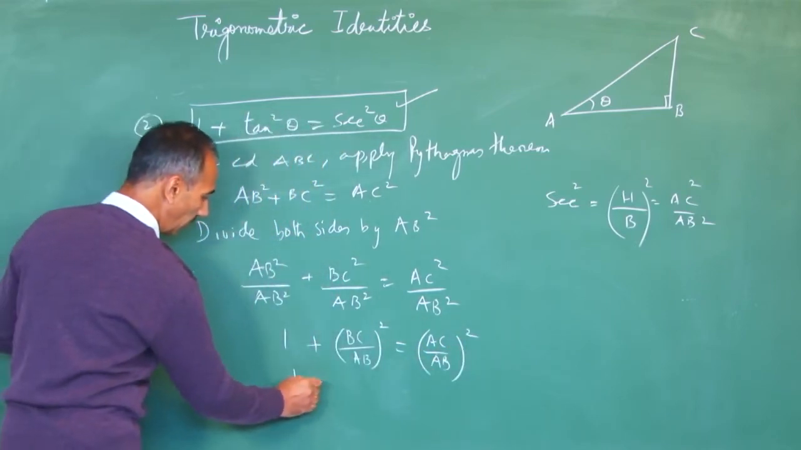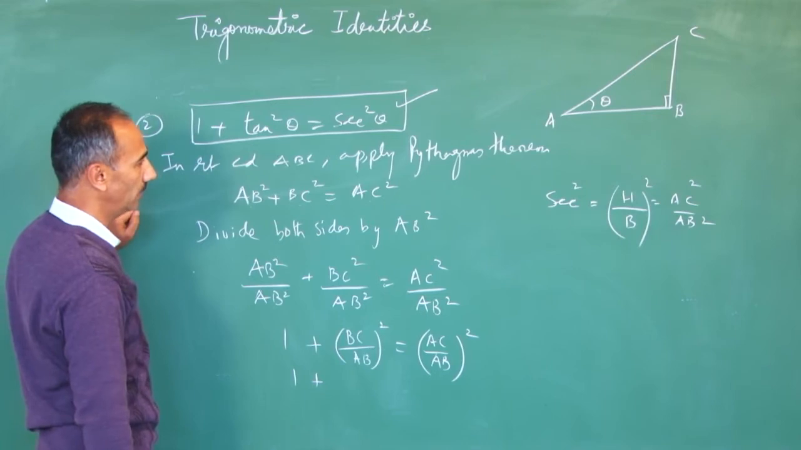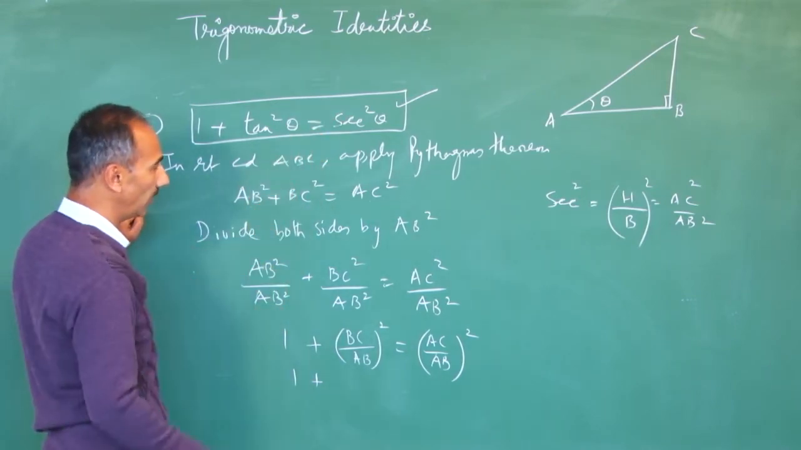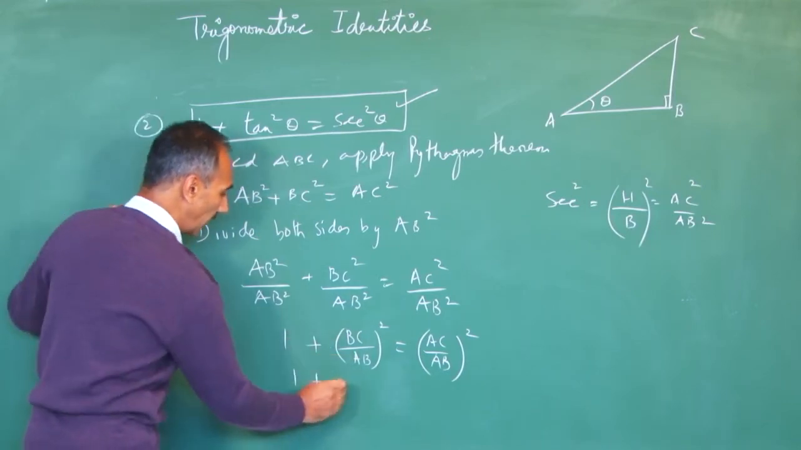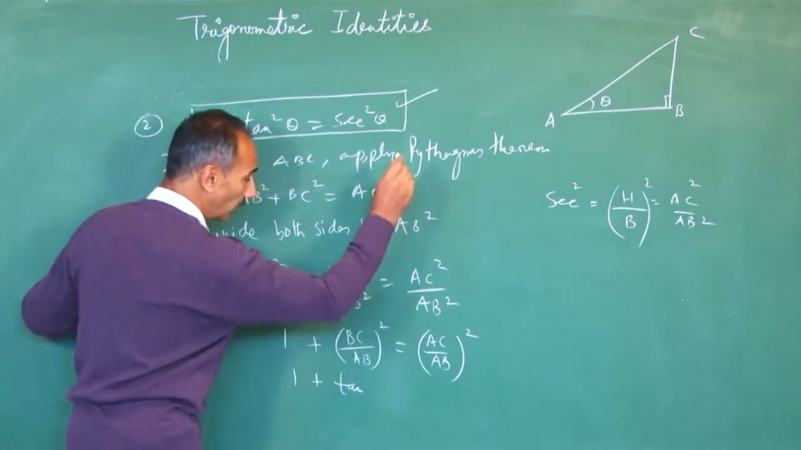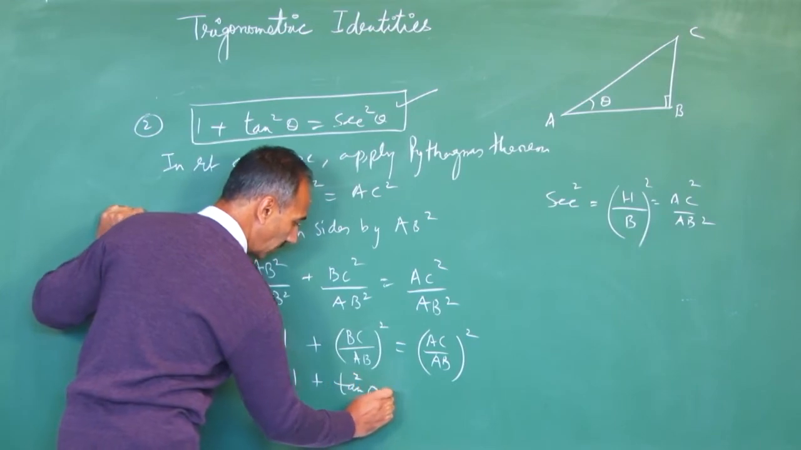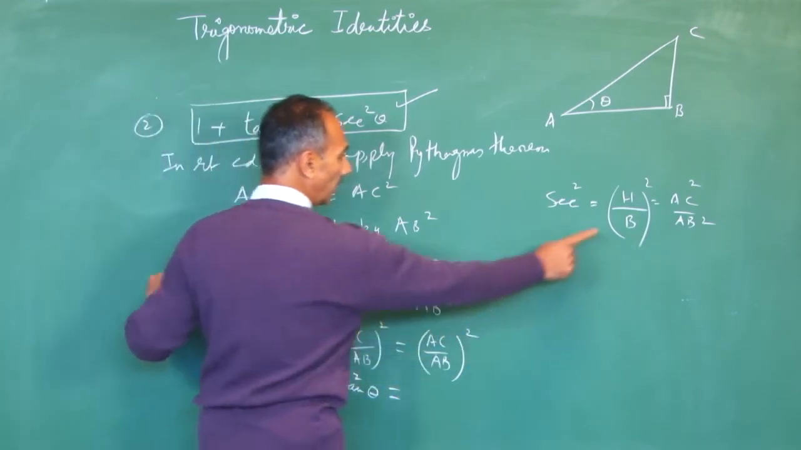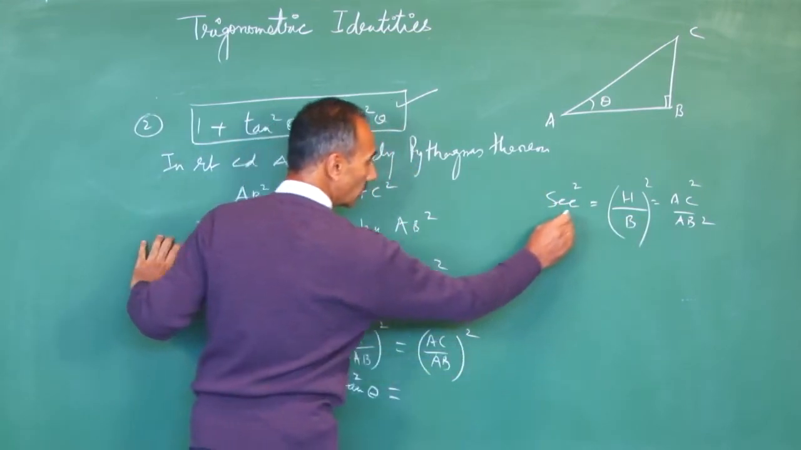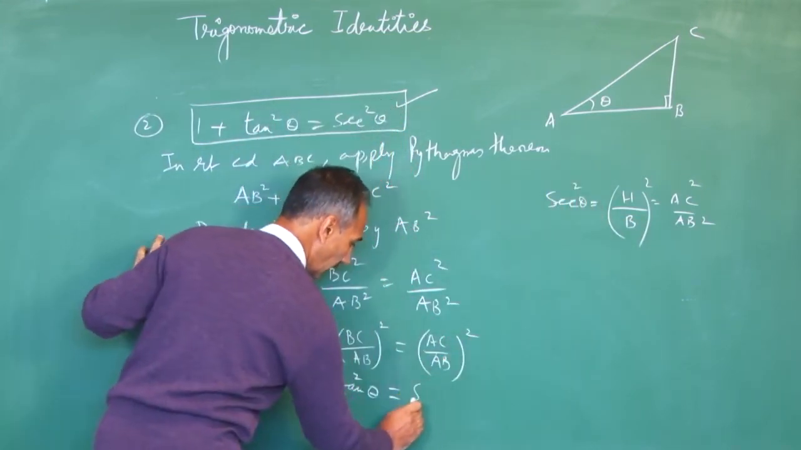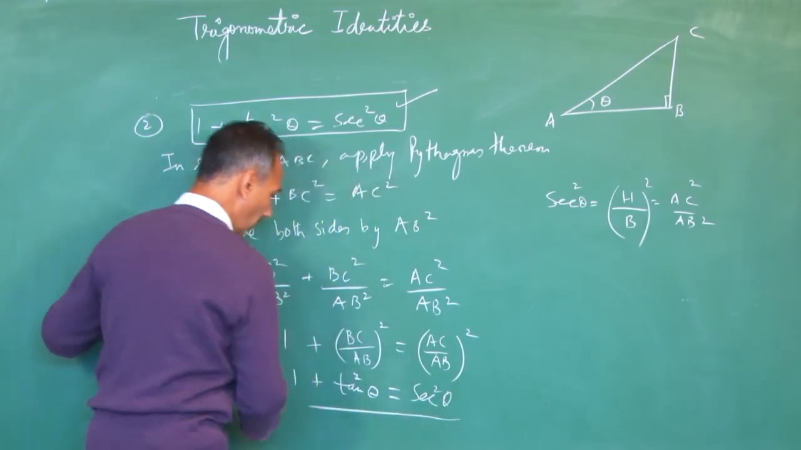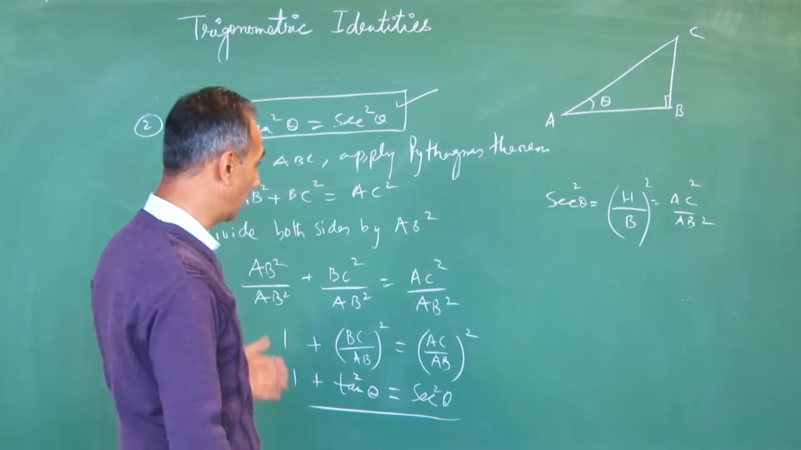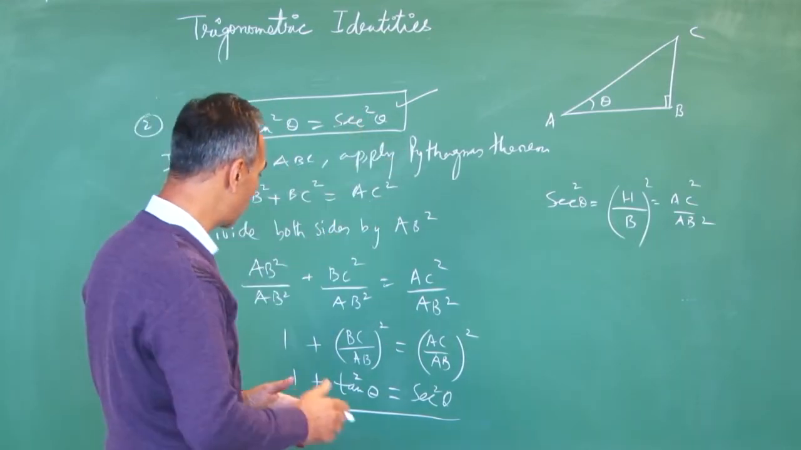Now this will be 1 plus BC by AB. BC by AB is tan, because BC is perpendicular, AB is the base. So this is tan. And what's the angle involved? Tan of theta. So this will be tan square theta equal to, and AC by AB square, that is nothing but secant square, angle has to be written theta, sec square theta. So 1 plus tan square theta is secant square theta. We derived this moving into the right angle triangle.